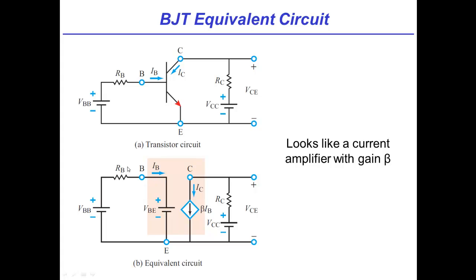Then I'm going to take that, and I'm going to multiply it by beta. Now, what's the typical value of beta for a real transistor? It varies, but modern transistors will typically have betas well over 100.